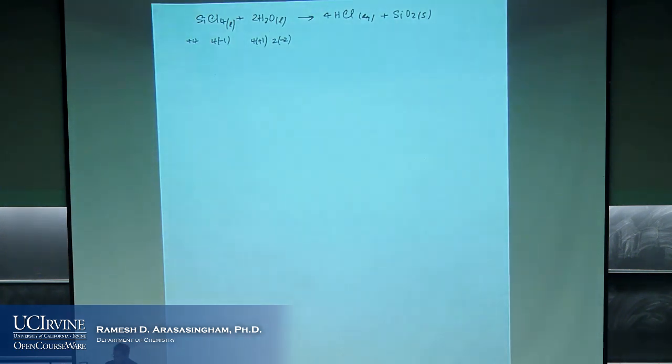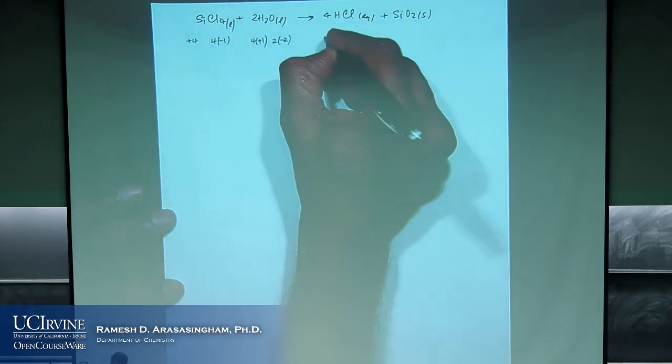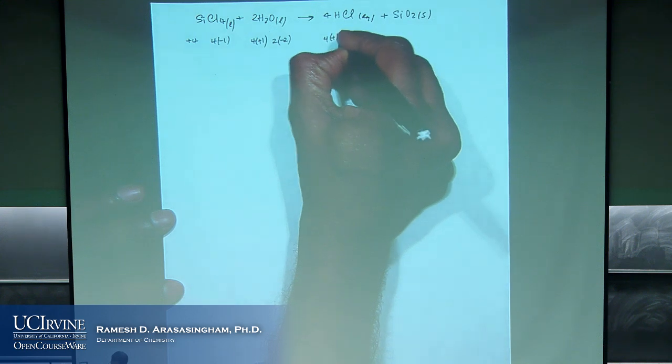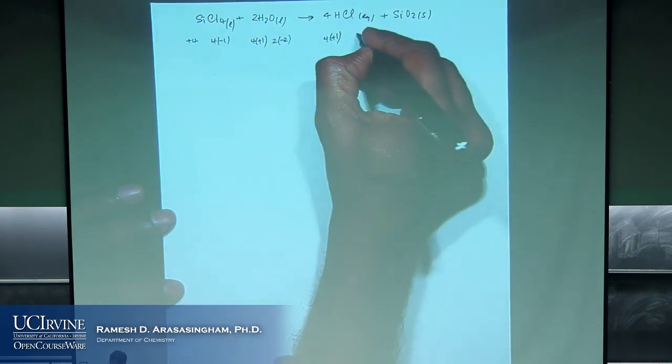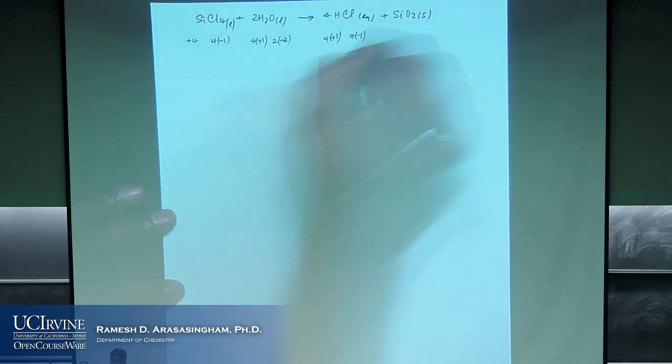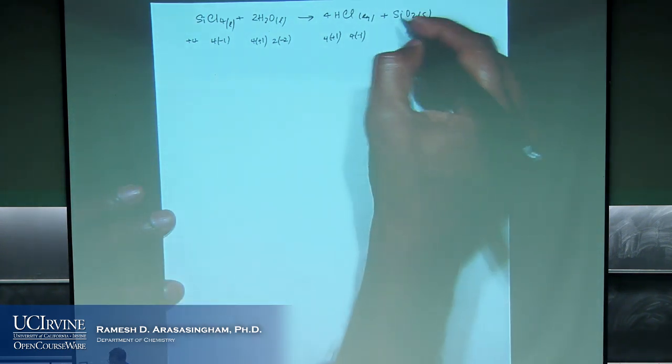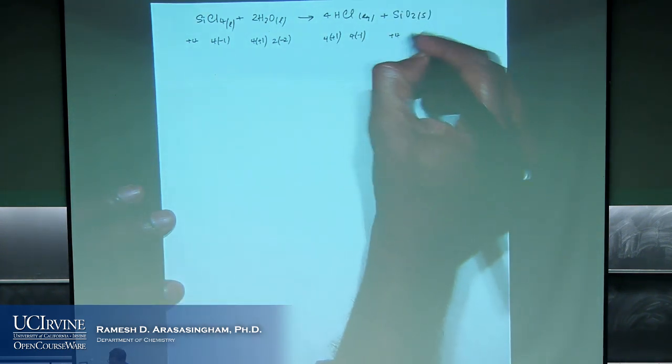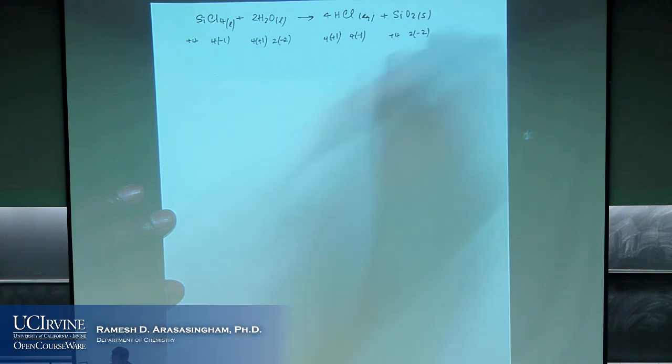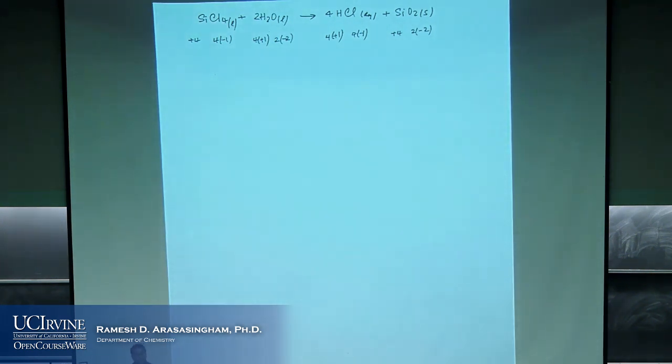All right? Now on the product side, we have 4 hydrogens, so it will be 4 times +1. There are 4 chlorides, 4 times -1. If I take the silicon over here, you can see it's +4. This is 2 times -2. Now I'm starting to move pretty fast because that's the pace at which you need to be able to analyze these reactions. Okay? Now look at this and tell me, is anything undergoing any change?